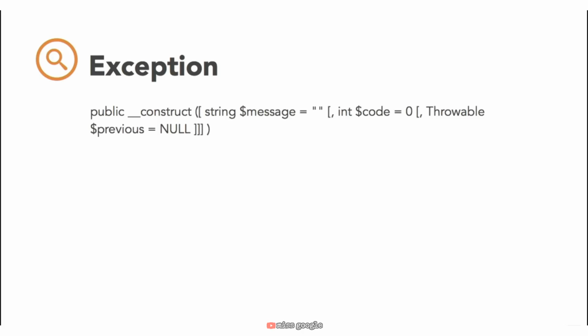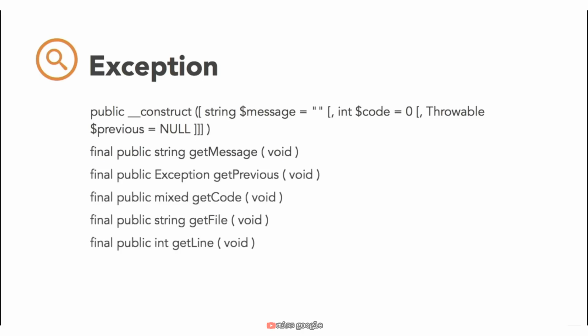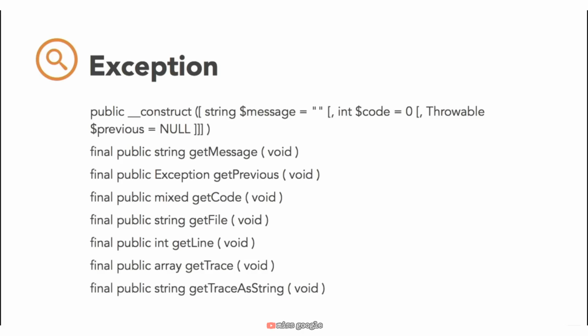PHP 7 changed some of the handling for exceptions and errors, but we don't have to worry about that at the moment. Exception classes have a constructor that takes a message, an integer code, like a Unix error code, and a possible previous exception. You can get the message, the previous exception, the code, the file, and the line where the exception was thrown, as well as a stack trace of the path your code took to get to the exception.